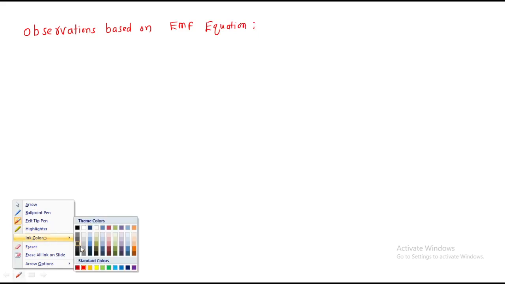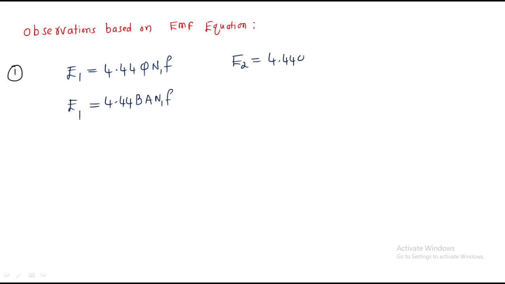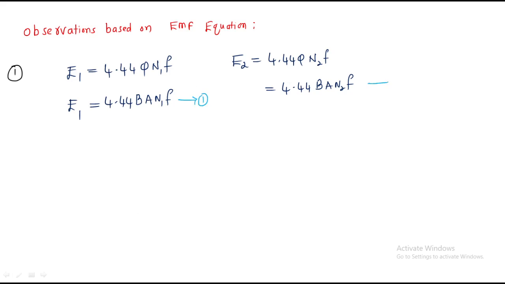Right? So we all know that the first observation is E1, which is equal to the RMS value of EMF, 4.44 pi N1 F, which is nothing but 4.44 BA N1 F. Like that, E2 should be equal to 4.44 pi N2 F, which is nothing but 4.44 BA N2 F. Let us consider this equation 1, this equation 2.